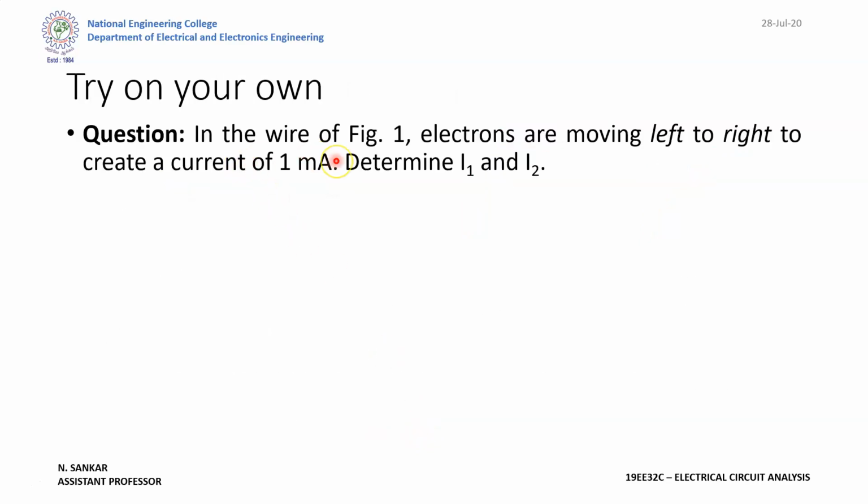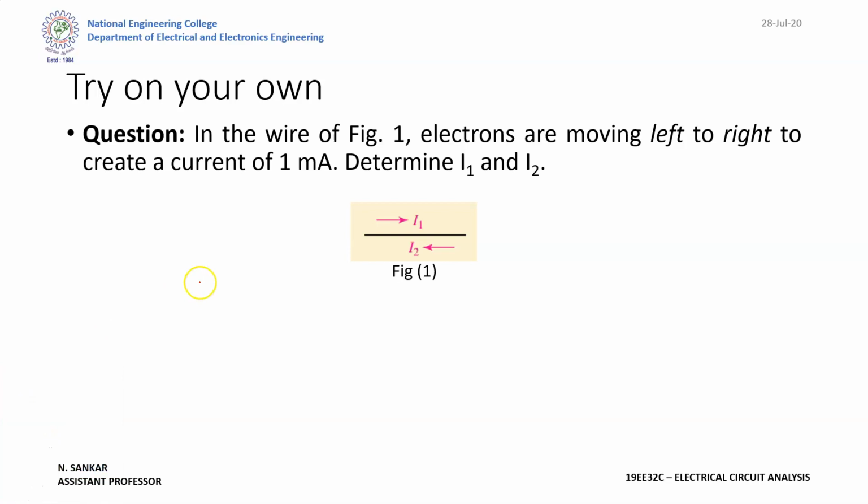In the wire of figure 1, electrons are moving from left to right to create a current of 1 milliampere. Here the small m represents milli, and milli is nothing but 10 power minus 3. Determine I1 and I2. We have to find the value of current I1 and current I2. Our only hint is that the electrons are moving from left to right, and the current value given is 1 milliampere. So let us solve this.